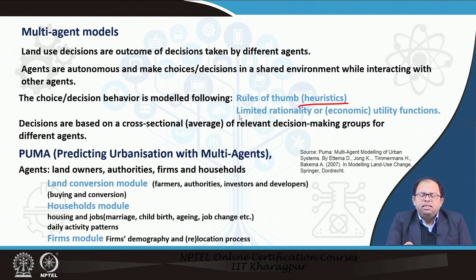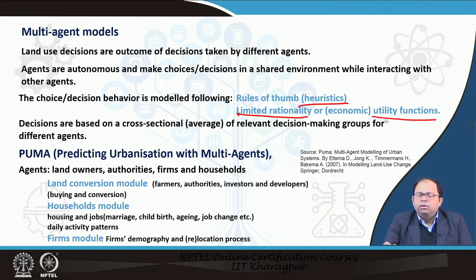And limited rationality it is called because not everybody has got information about all the choices. So whenever a person takes a decision, it is based on rational behavior, but it is limited to a certain extent. So we call it limited rationality, and it determines the utility of different choices and accordingly takes a decision. Decisions are also based on a cross-sectional average of relevant decision-making groups for different agents.